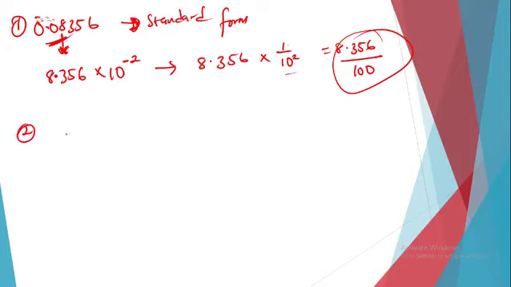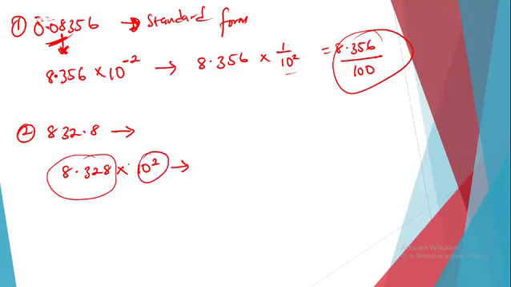Number 2, assuming we are given the problem 832.8 for us to express in standard form. This is equal to 8.328 times 10 raised to power 2. This times 10 raised to power 2 will give us our original equation.